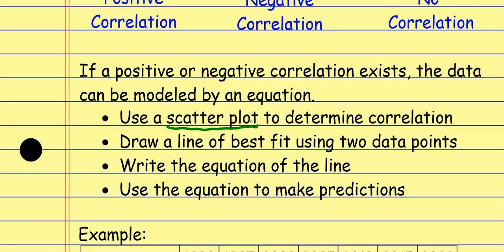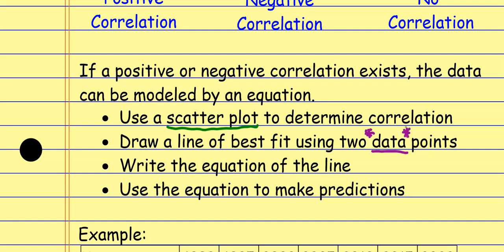If there's positive or negative correlation, now we can draw a line, all right? And typically when we draw the line, we'll use 2 points. They can be any 2 points. Here it says 2 data points, all right? It doesn't have to be data points. Some students just really like to use data points.